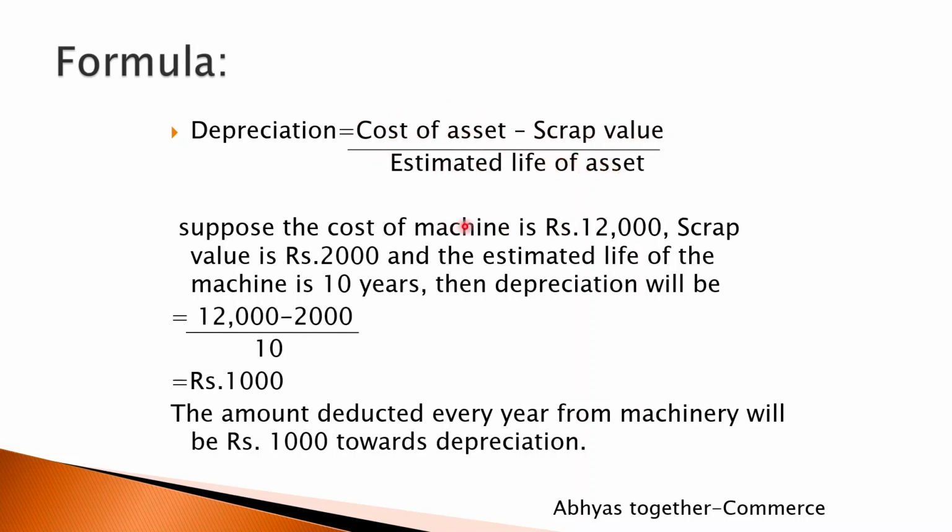Suppose the cost of the machinery is 12,000 and the scrap value is 2,000, and the estimated life of the machine is 10 years, then the depreciation will be calculated as 12,000 minus 2,000, which is scrap value, divided by 10 years, the estimated life of the machine, which comes to 1,000 rupees. So every year 1,000 rupees will be deducted from the cost of the machine.